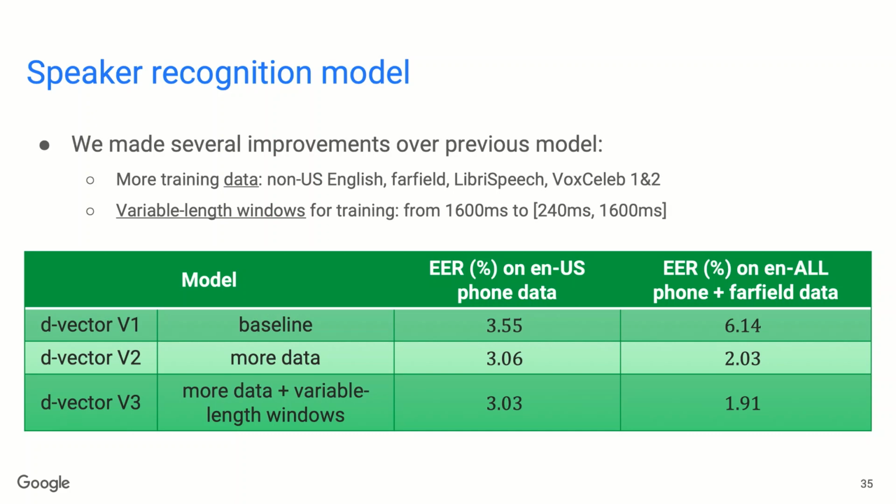First, we made several improvements over the previous D-vector models. We are now using more training data, such as non-US English data, far-field microphones, and public datasets. We also used an important trick called variable length window training. Our new D-vector model V3 is now much better than the baseline V1.